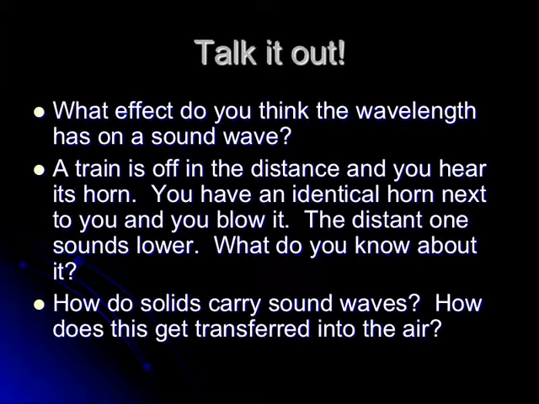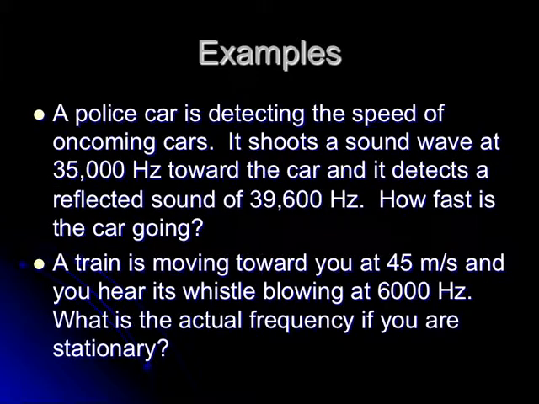Let me do one example because we're running low on time. Give y'all a second to read that. Police cars use radar guns to detect the speed of oncoming or outgoing cars. And a radar gun, essentially all it does is fire a sound. That sound echoes back, and then it checks whether it sounds different. If it's a different sound than they fired out, then they know that the object is moving.